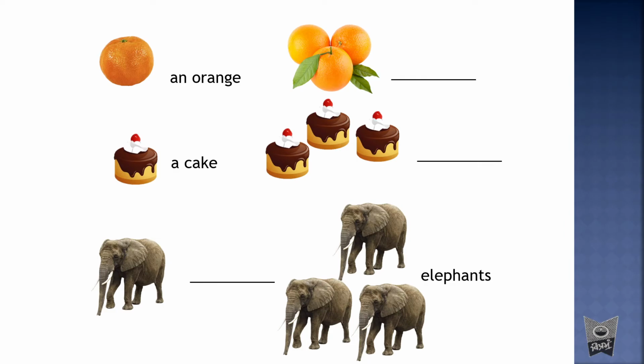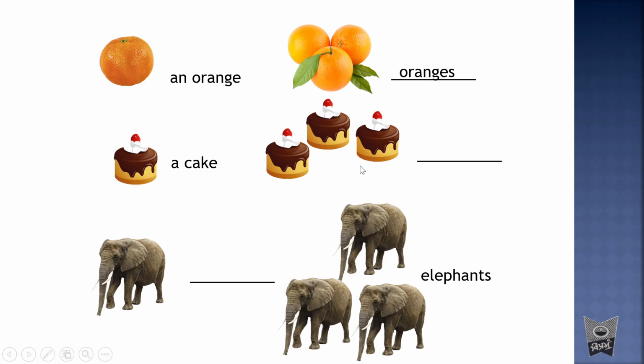Now the next one here, look here, an orange. We already did it earlier in the earlier slide. An orange. Okay, why did we write an? Because O is a vowel. So you have to keep looking at this. Huh? So an orange. So this will become oranges. O-R-A-N-G-E-S, oranges.